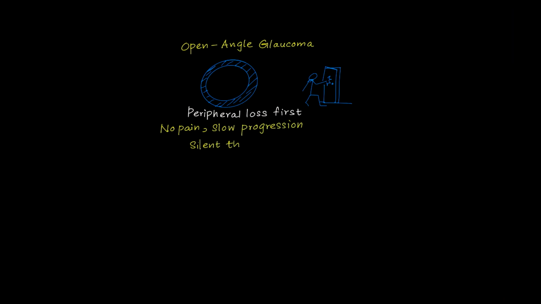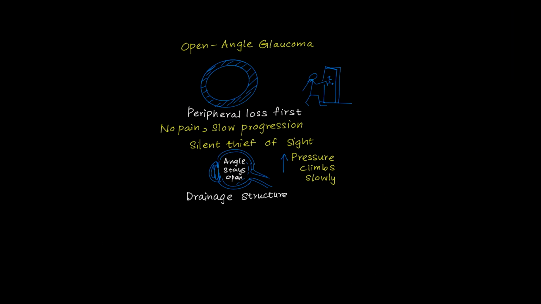Open-angle glaucoma is often called the silent thief of sight because it causes no discomfort until the vision loss is already significant. The drainage angle stays open, but the microscopic drainage structures fail. Pressure builds up gradually, and the optic nerve slowly dies from the outside in.